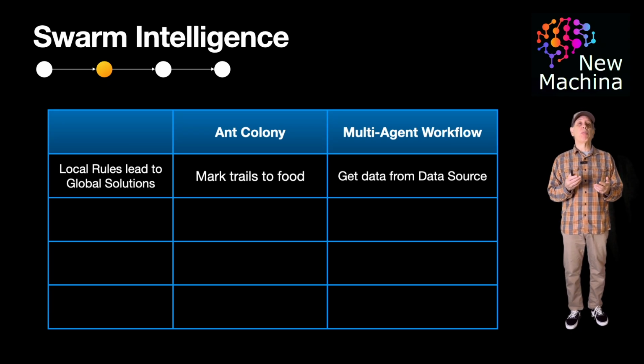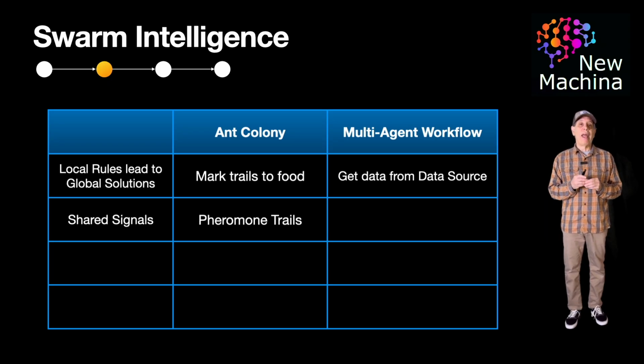So what is the next principle of ant colonies that multi-agent workflows share? Well, ants use signal trails to communicate. As mentioned earlier, ants use pheromone trails as a form of communication, marking paths to resources which other ants follow and reinforce. This decentralized communication method allows the colony to efficiently locate and exploit resources.